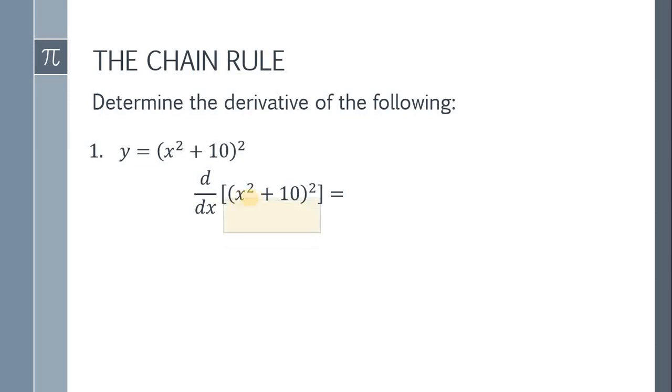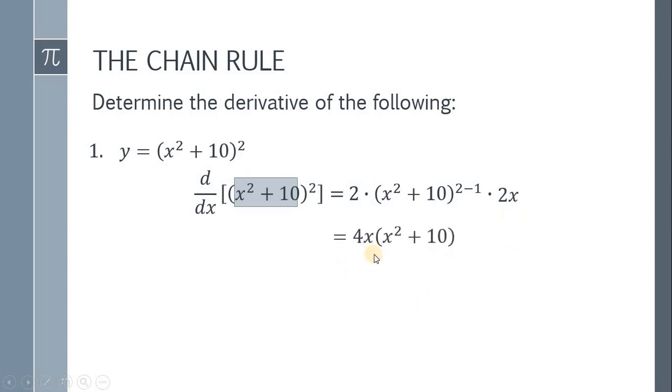So we have the derivative ng buong function. So gagamitin natin yung power rule. So we have 2 times x squared plus 10 raised to 2 minus 1 times the derivative ng inside, which is x squared plus 10. And the derivative ng x squared plus 10 must be 2x. Simplify natin, we get 4x times x squared plus 10. And we're done. This is the slope of that curve at any point.